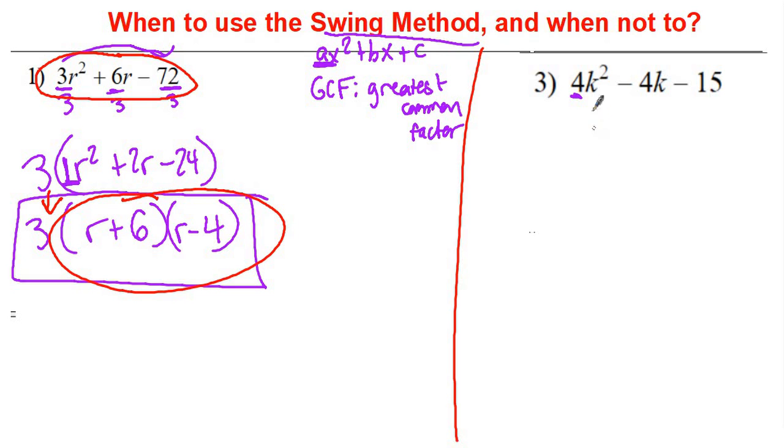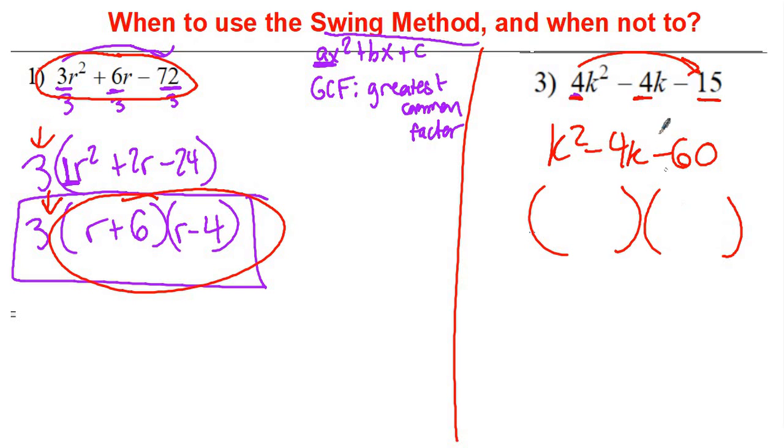Okay, on the other hand, number 3, you do need to use the swing method, because if you look at 4, 4, and 15, those don't have a common factor. The only number that goes into all those is 1. So you can't do what we did here, which is pull out the 3. So for that, you would swing this over, and 4 times 15 is 60. What kind of numbers multiply to this negative 60? One would have to be positive and one is negative. And it turns out that the numbers that do what we want them to do, multiply to negative 60, add to negative 4, that's negative 10 times 6.